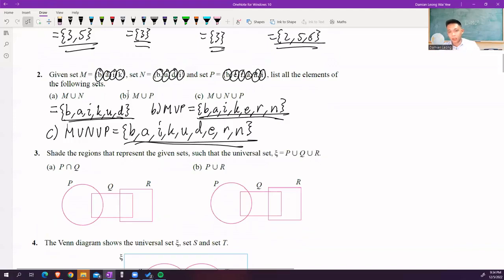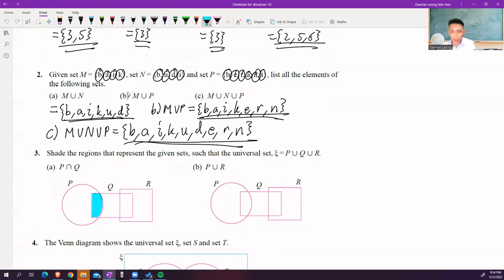Question 3 here is: shade the region that represents the given sets. Very simple. Part A, P intersect Q. Again, intersect is where they overlap, so just shade the part where they overlap.